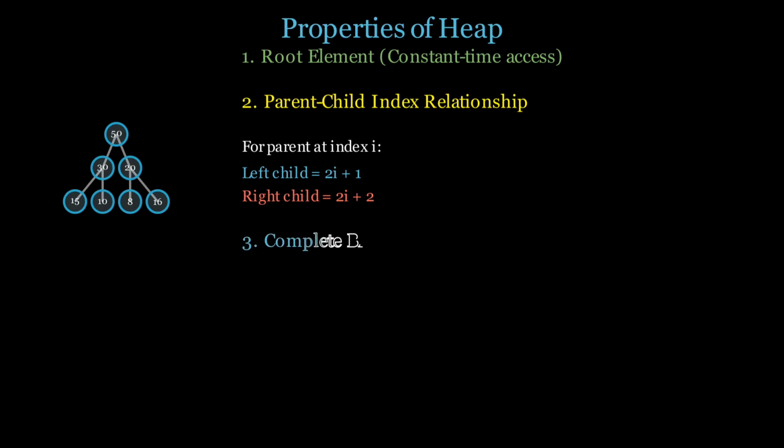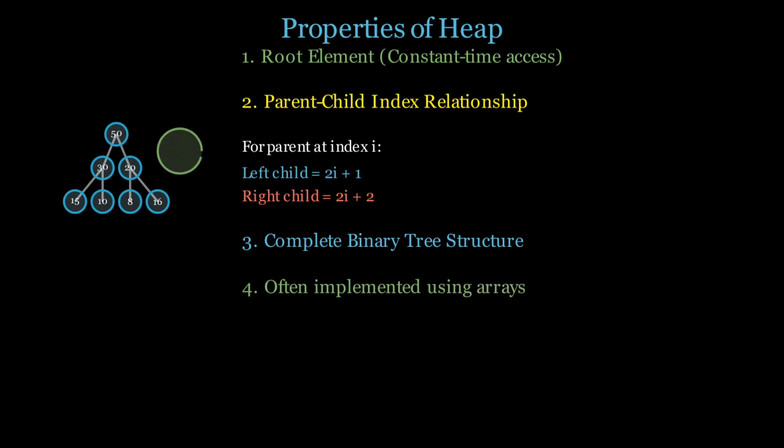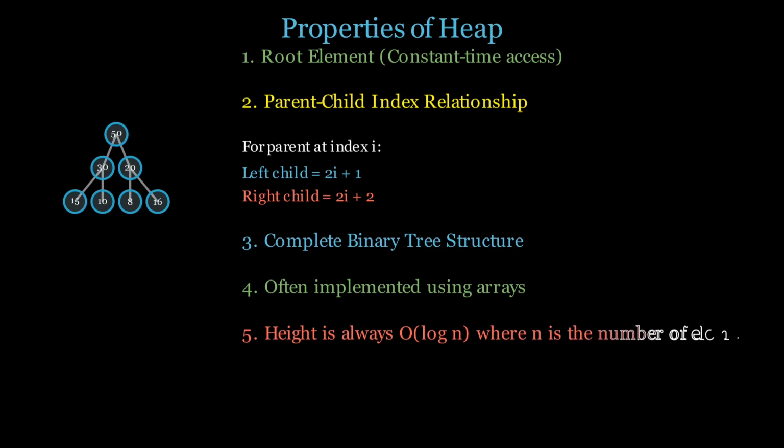Third, the complete binary tree structure ensures that our heap always maintains a balanced shape, with nodes filling each level from left to right. Fourth, this structure allows heap to be efficiently implemented using simple arrays, despite being conceptually tree-based. And finally, the height of the heap is always logarithmic, that is order of log n, where n is the number of elements. This property is crucial for the efficiency of heap operations.